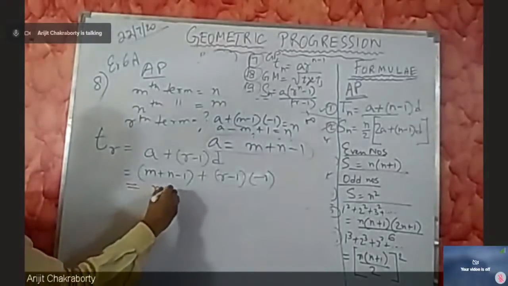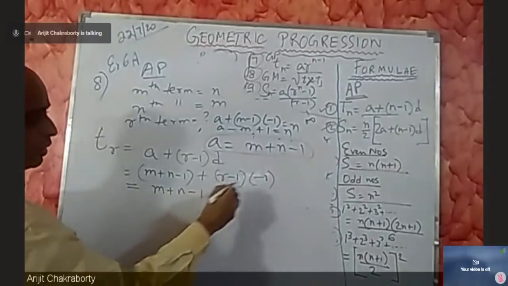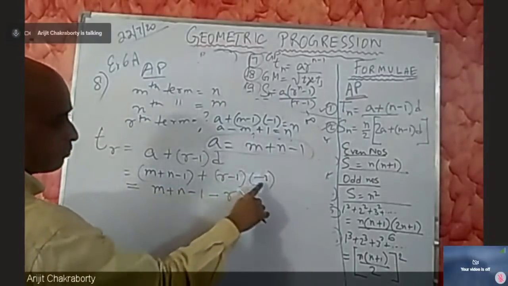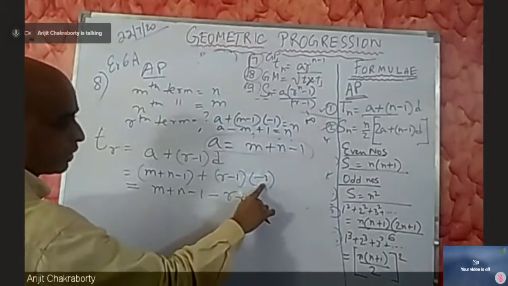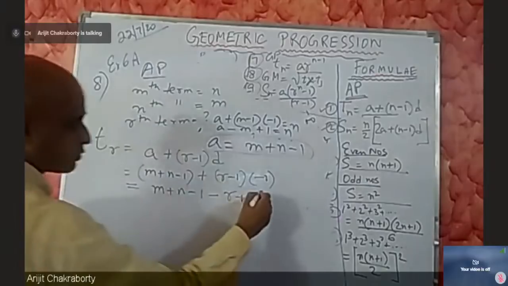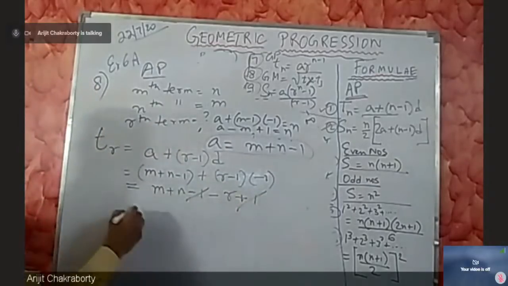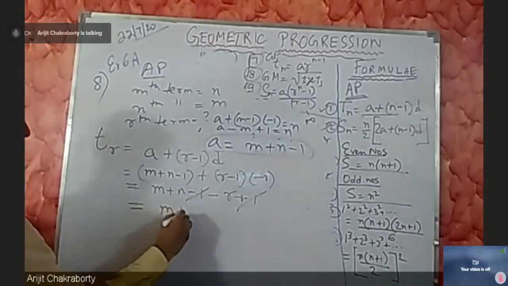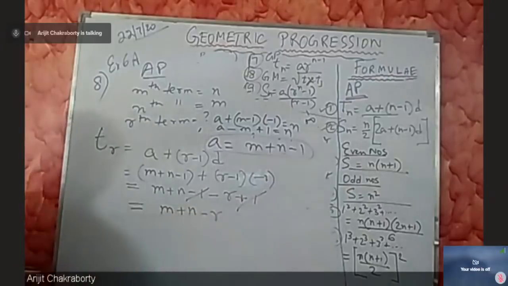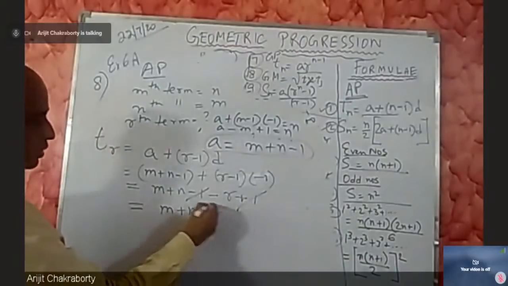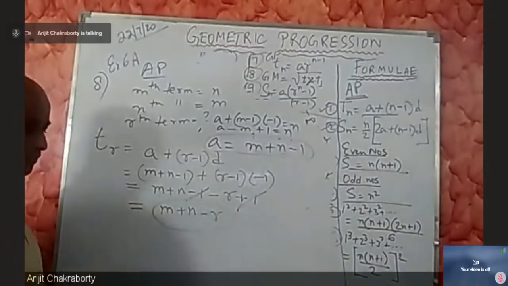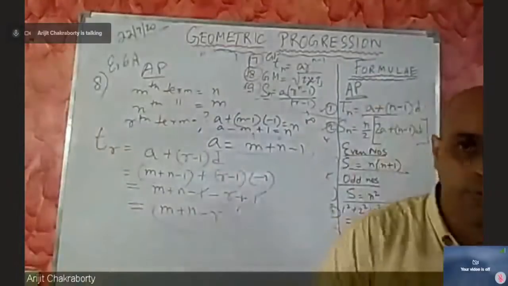So let us simplify. This is M plus N minus 1 minus R, minus 1 into R is minus R plus 1. Minus 1 into minus 1 is plus 1. So this plus 1 cancels with this minus 1. So the answer is M plus N minus R. This is the answer. TR is equal to M plus N minus R. Okay. This was the toughest problem.